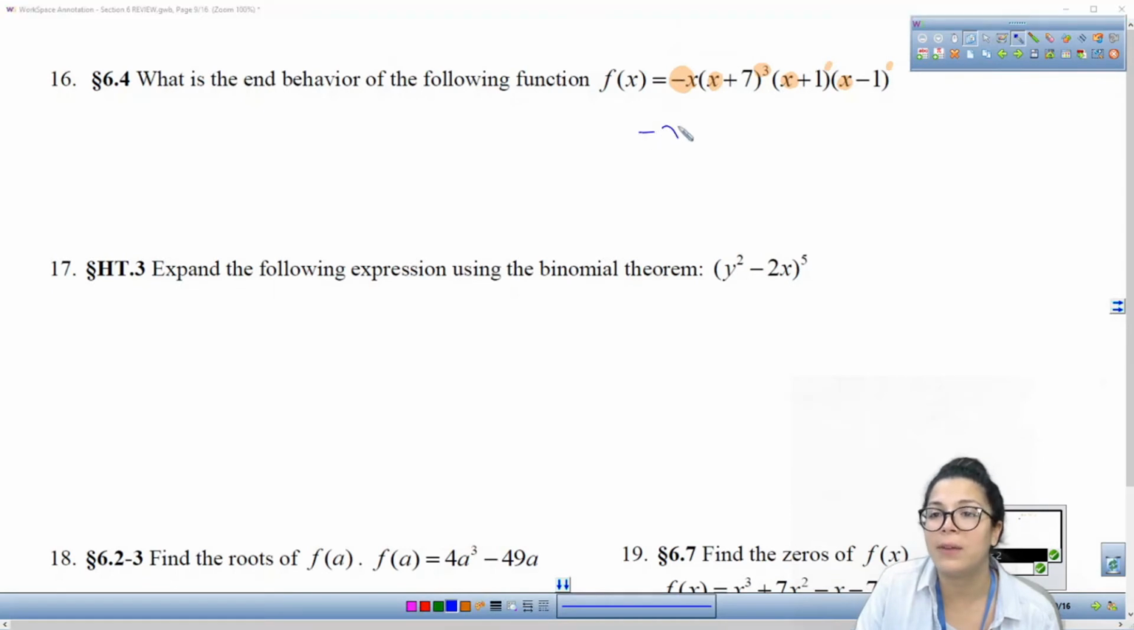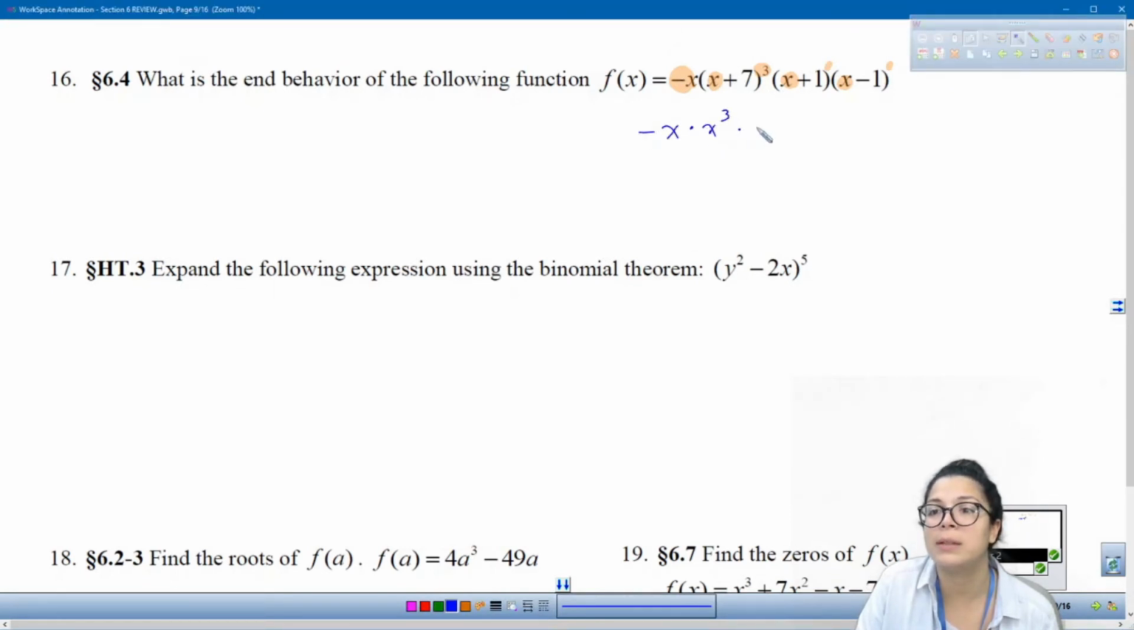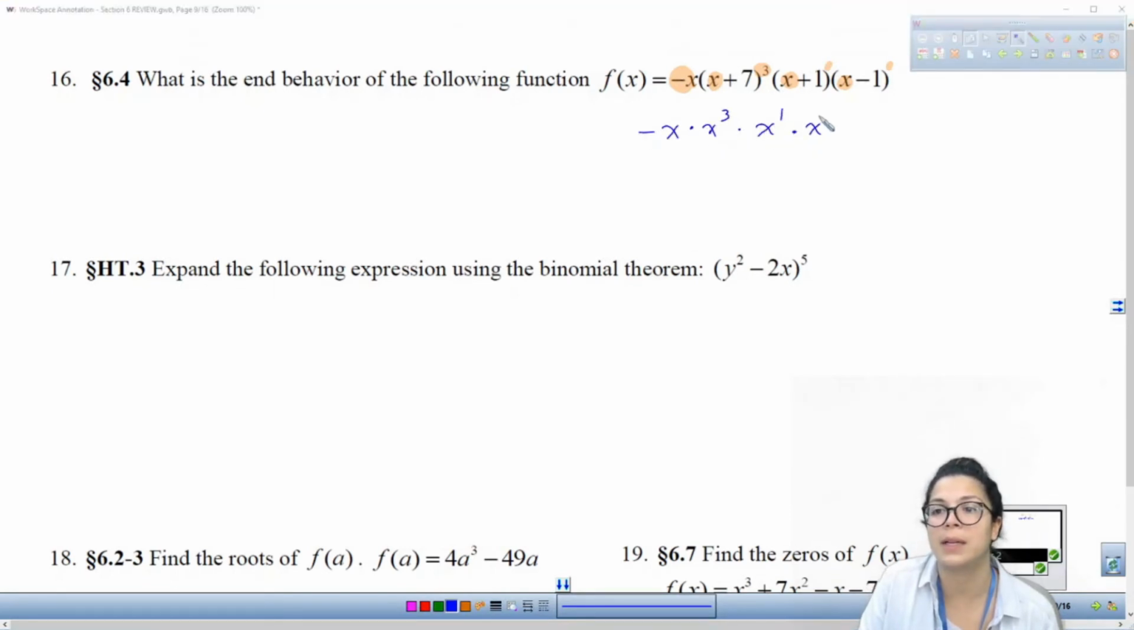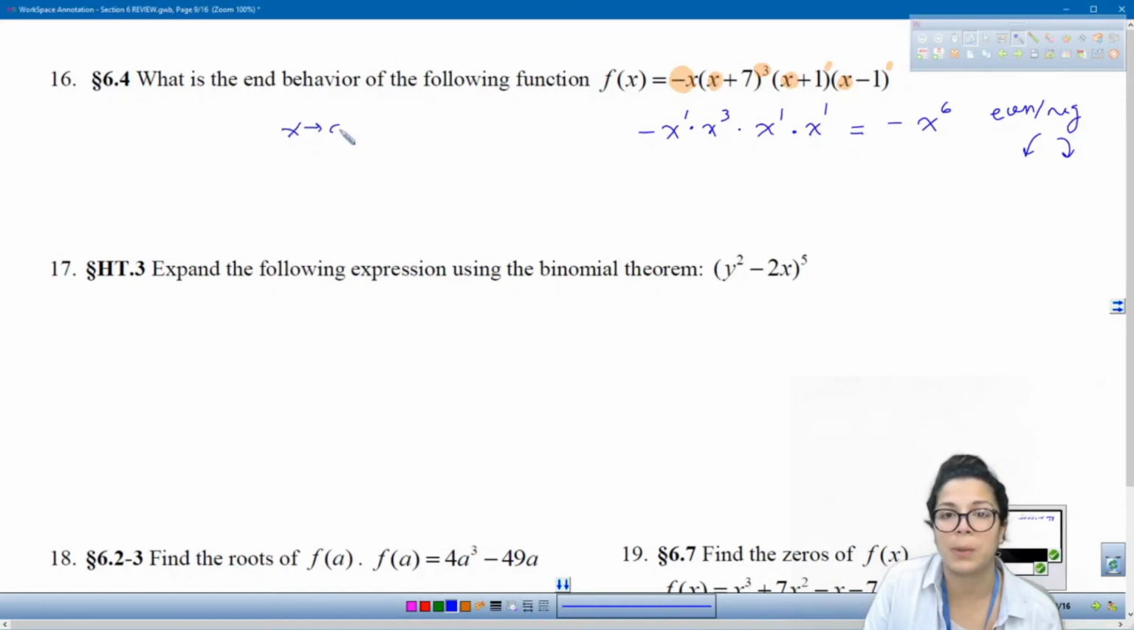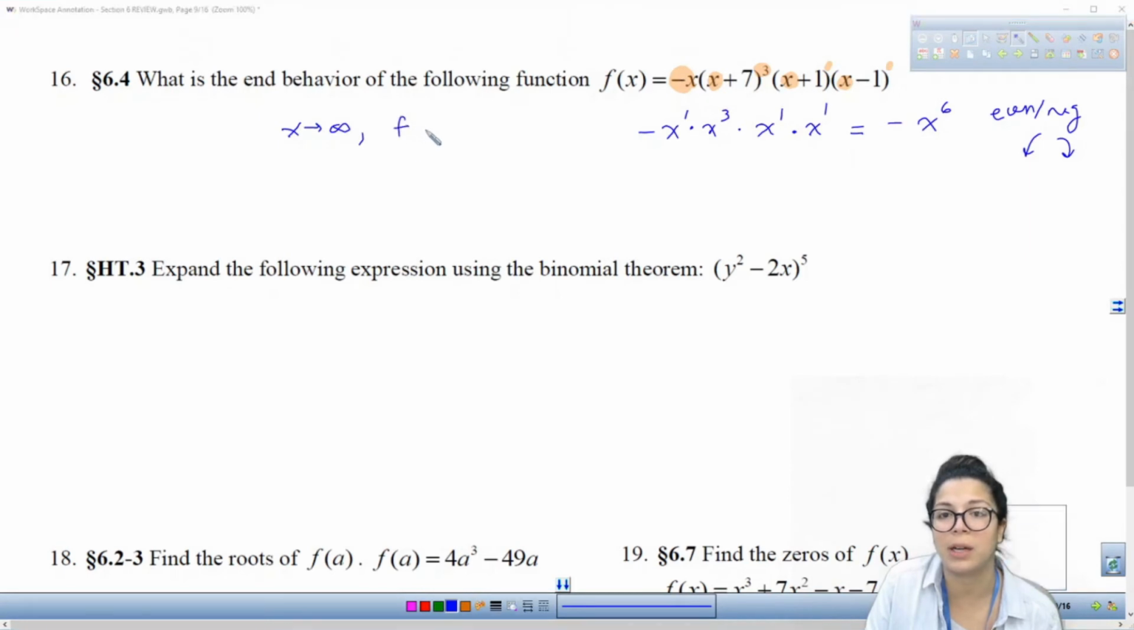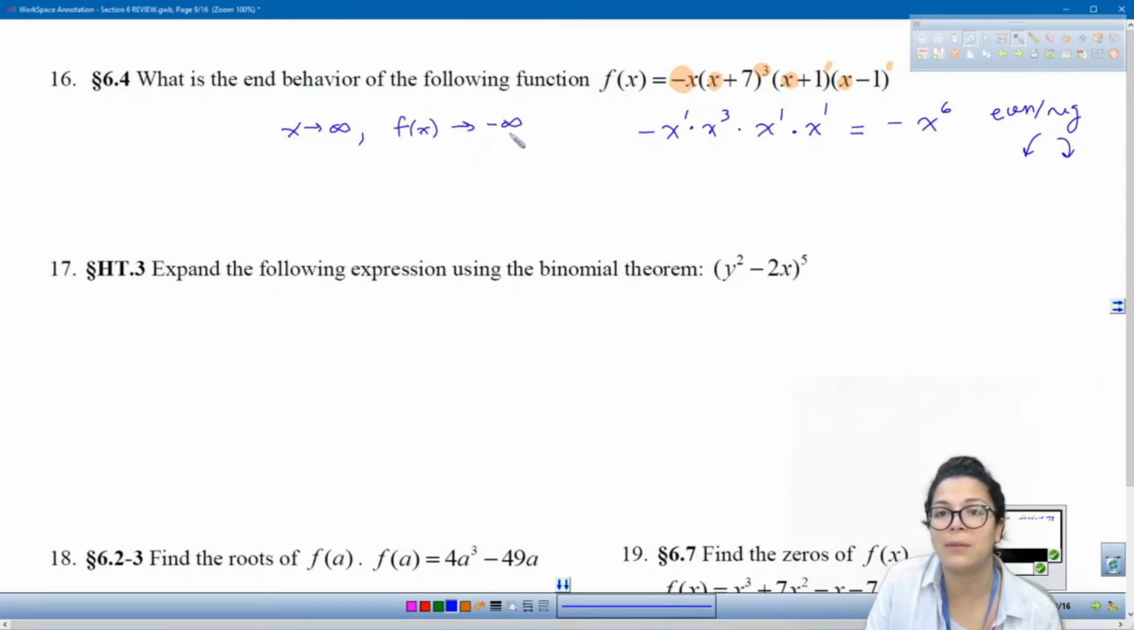So we have -x times x cubed times x to the power of 1 times x to the power of 1. That'll give us negative x to the power 1 times x to the power 3 is x to the power 4, times 2 more copies is x to the power 6. So this is even and negative. Even and negative, both ends are going down. So as x approaches positive infinity on the right-hand side, the function f of x goes down to -infinity, and as x approaches negative infinity on the left-hand side, f of x approaches negative infinity as well.